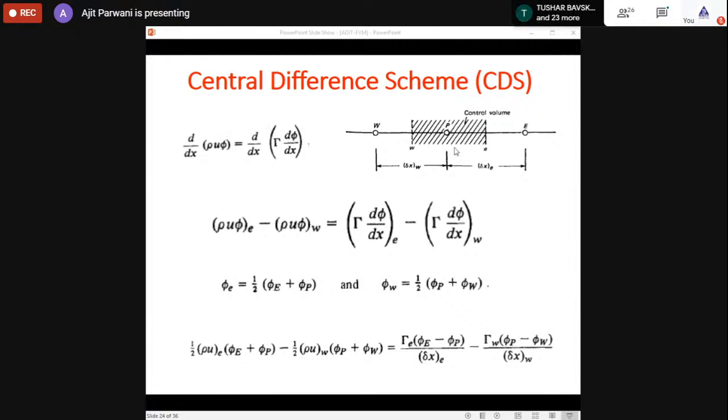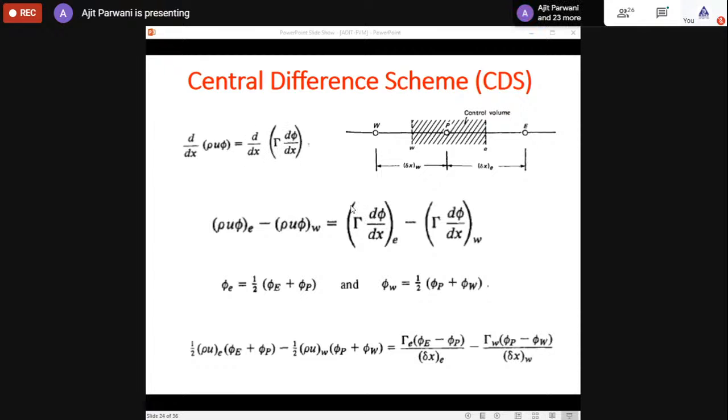So now our finite volume method. The second step of the finite volume method is to integrate this equation from the east surface to the west surface. So if I integrate this from east to west, what I will get is rho u phi at e minus rho u phi at w, and the integration of this is similar.